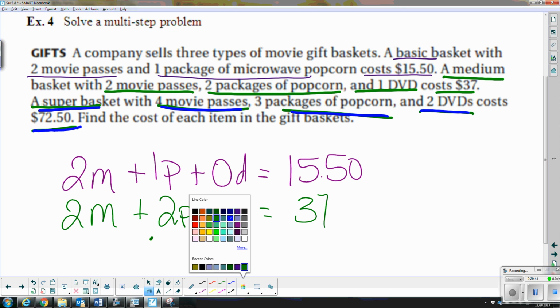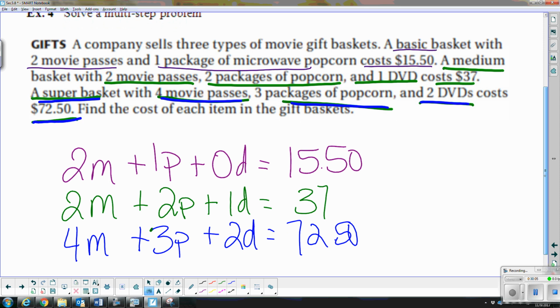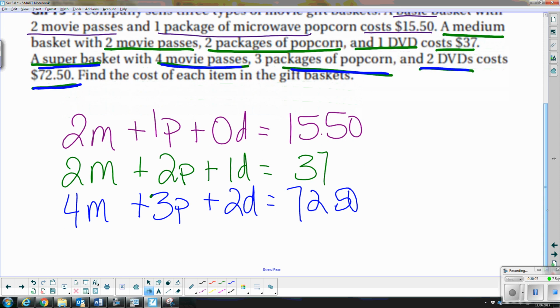And then the third one, the one I underlined in blue, has 4 movie passes. It has 3 packages of popcorn, and it has 2 DVDs, and that costs $72.50. Now, I did not simplify this. I did not put this in its simplest form because I want to know my coefficients.